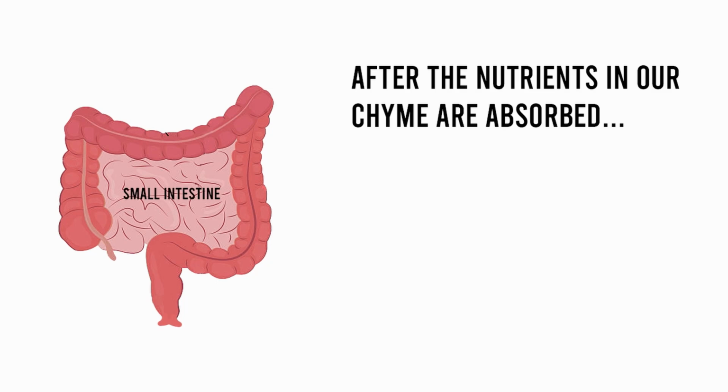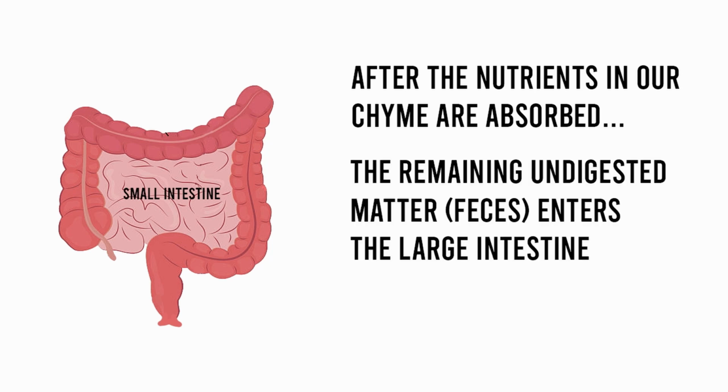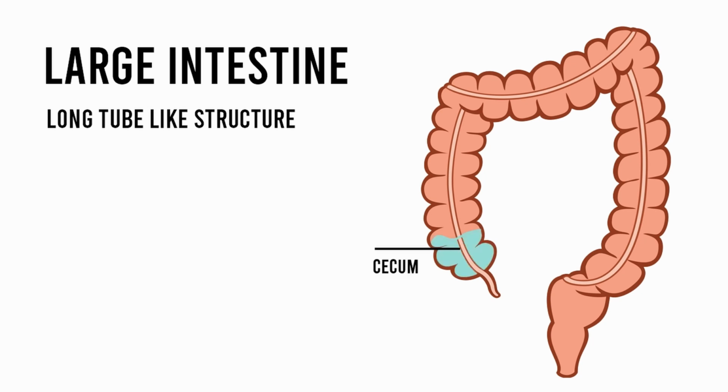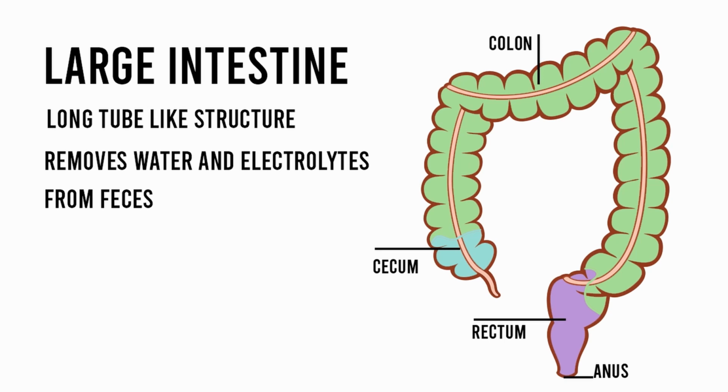After the nutrients within our chyme are absorbed by the small intestine, we reach the final stage of the digestive system. The remaining undigested matter, which we'll be referring to as the feces, oozes into an organ we call the large intestine. The large intestine is a long tube-like organ consisting of four parts: the cecum, the colon, the rectum, and the anus.